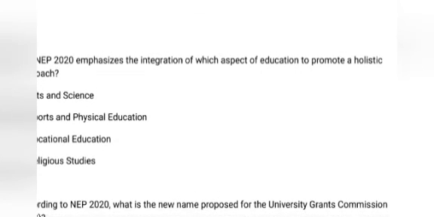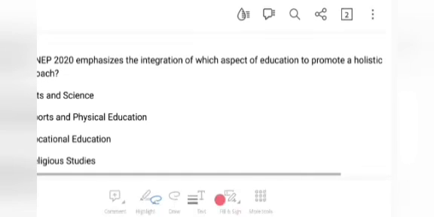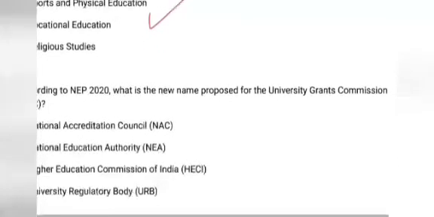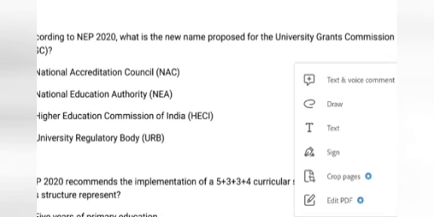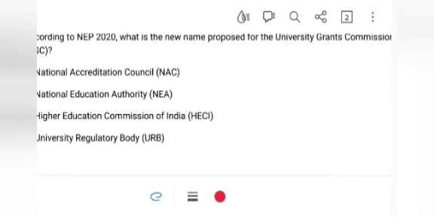Next, the NEP 2020 emphasizes the integration of which aspect of education to promote a holistic approach? Arts and science, sports and physical education, vocational education, regional studies. It will be number B, that is sports and education, physical educations were emphasized. Then according to NEP, what is the new name proposed for the University Grants Commission, UGC? National Accreditation Council, NAC, National Education Authority, NEA, Higher Education Commission of India, HECI, University Regulatory Body, URB. So correct answer of this question will be number C, that is Higher Education Commission of India, HECI.